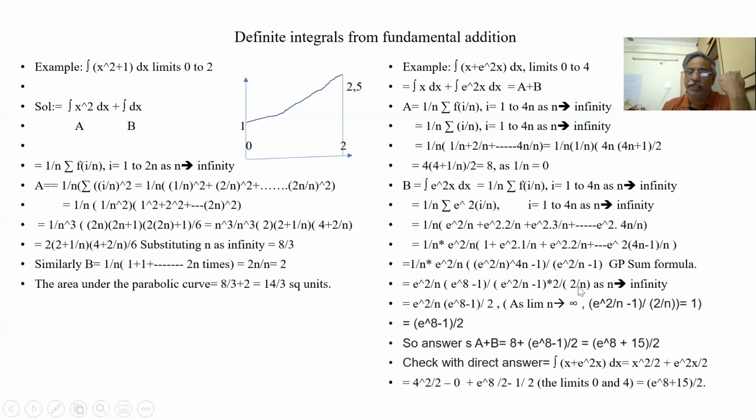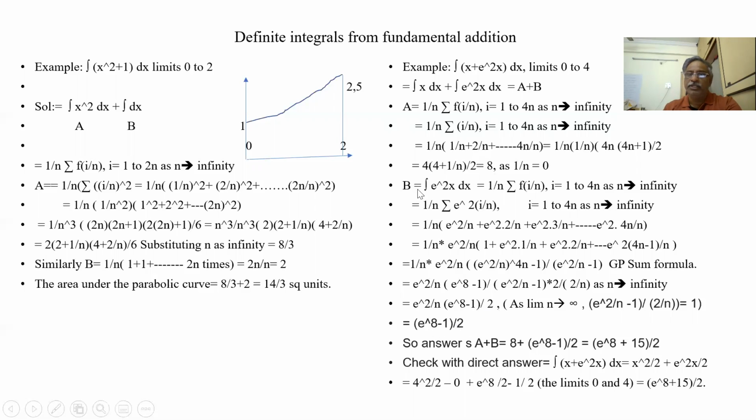Because finally 2 by n is under division, by 2 there is a 2 by 2 given. By n means this 1 by n is taken here. So this entire function becomes 1. And what is left out? e to the power of 2 by n into e to the power of 8 minus 1 by 2 is left out. So here, if I put n infinity, this e to the power of 0 is 1. So this is nothing but e to the power of 8 minus 1 by 2 is the answer.